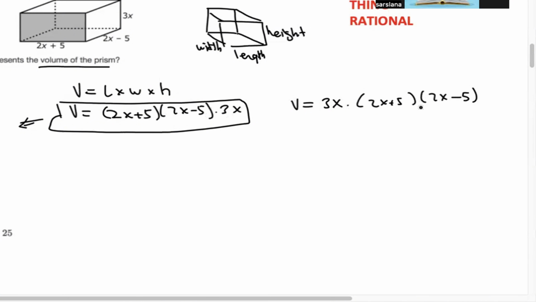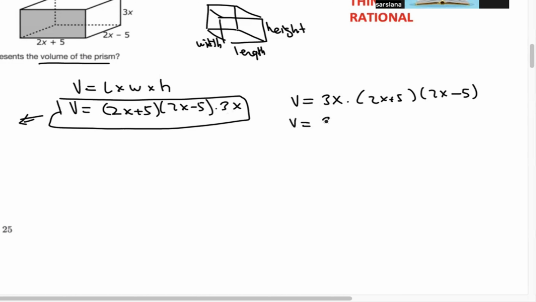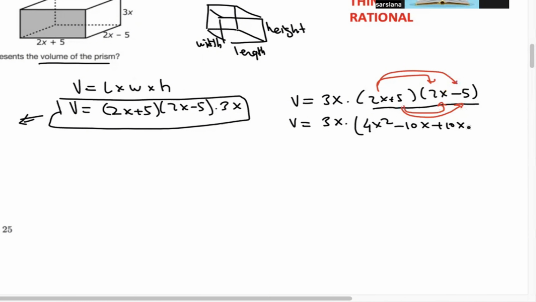Actually, there is an easy way to multiply these, but I will just show the normal way, no problem. When we multiply 2x plus 5 and 2x minus 5, we can use the distributive property. 2x times 2x, 2x times negative 5, 5 times 2x, and 5 times negative 5. 2x times 2x is 4x squared. 2x times negative 5 is negative 10x. 5 times 2x is positive 10x. And 5 times negative 5 is negative 25. The positive 10x and the negative 10x cancel each other out. Volume is equal to 3x times, in parentheses, 4x squared minus 25.